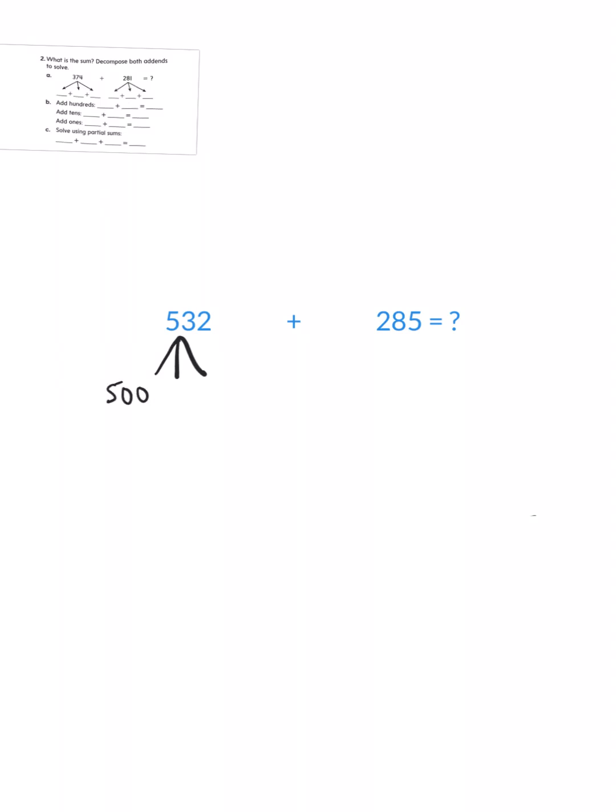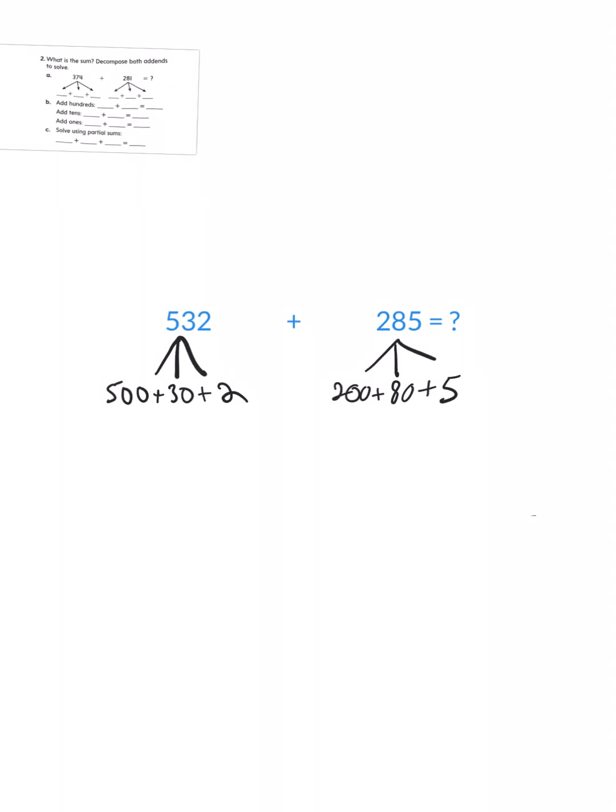Remember, this is the expanded form that was in 9.2, I believe. Plus 30 plus 2. 285 we could represent as 200 plus 80 plus 5. So I'm just writing out the value of each of those digits in the place it's in. So figuring out partial sums just means adding the different parts of the numbers separately.